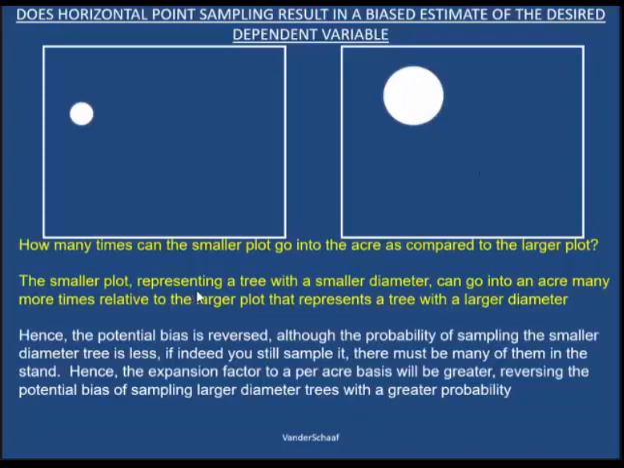The smaller plot representing a tree with a smaller diameter can go into an acre many more times relative to the larger plot that represents a tree with a larger diameter, right? Hence, the potential bias that you would think with sampling larger trees with the greater probability is reversed. Although the probability of sampling the smaller diameter tree is less, if indeed you still sample it, it's got a low probability of sampling it, and I still sample it, that tells me there must be many of them out there in the stand.